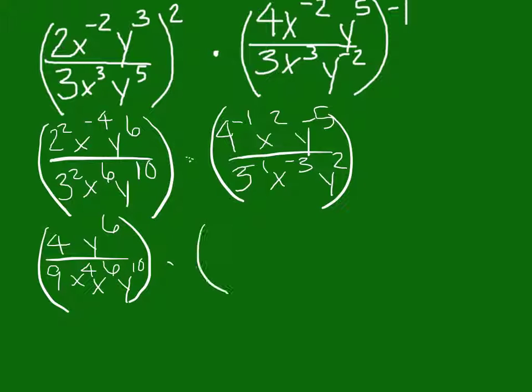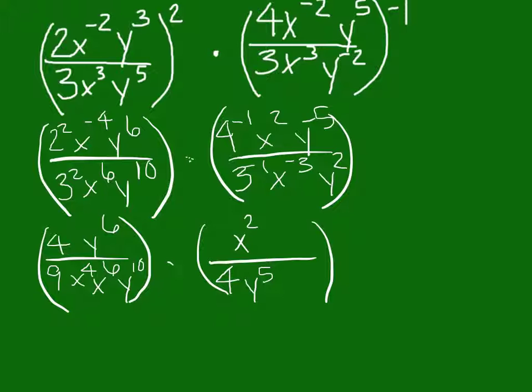Okay, now we move to the second set of parentheses. We have 4 to the negative first, so it moves down to the bottom and just becomes 4, because 4 to the first power is 4. X squared stays on top. The y to the negative fifth gets moved to the bottom and becomes positive.